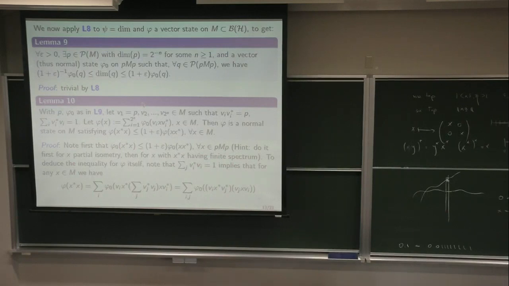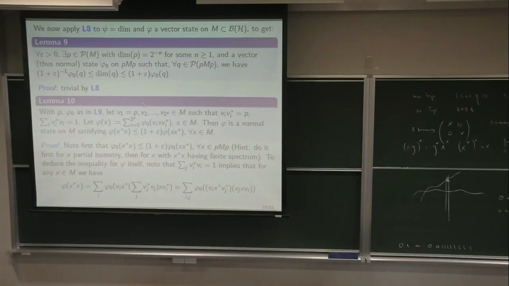So to deduce the inequality for phi itself, note that this property implies that for any x in M we have this. Here is the only real place where I'm using this definition, to move it throughout. It's phi of x star x.